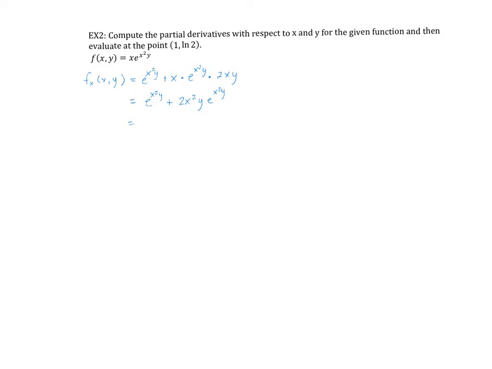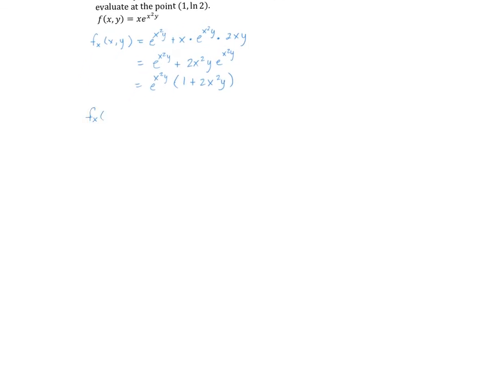Oftentimes on your MyLab they'll factor. So if I did factor out e to the x squared y, I would get 1 plus 2x squared y in parentheses. So if I evaluate my partial derivative at the point 1, natural log of 2, that's going to be e, x is 1, y is natural log of 2, e to the ln 2, times 1 plus 2 ln 2. And then e to the ln 2 is simply 2. So 2 times 1 plus 2 ln 2. And now you could play around with that some more, but I'm fine with just leaving it like that.